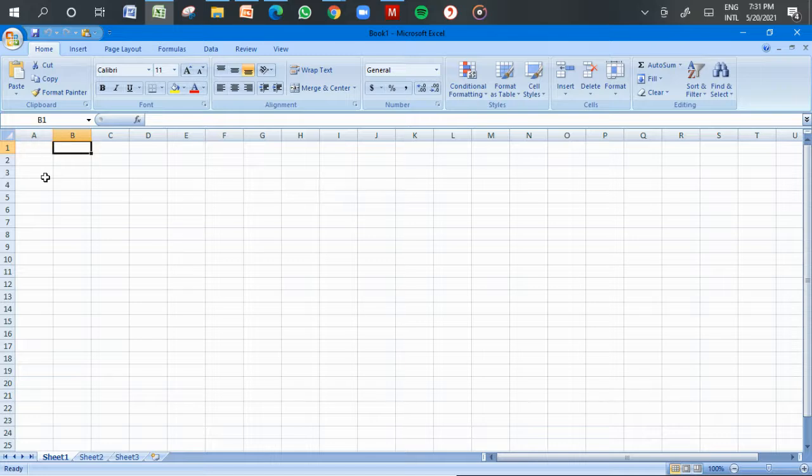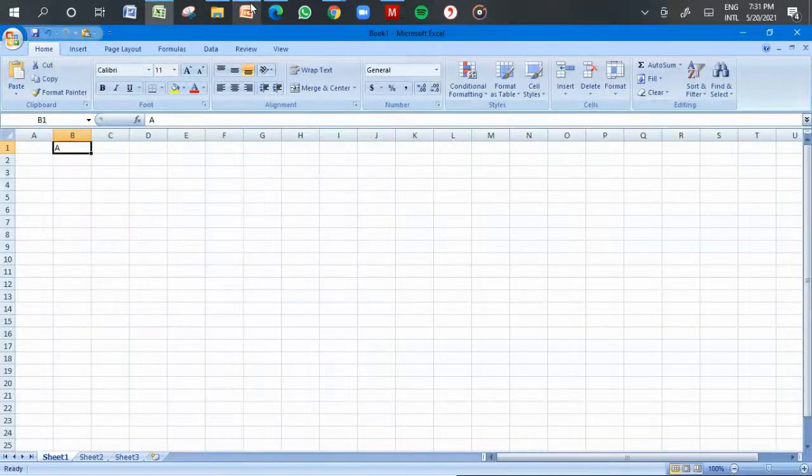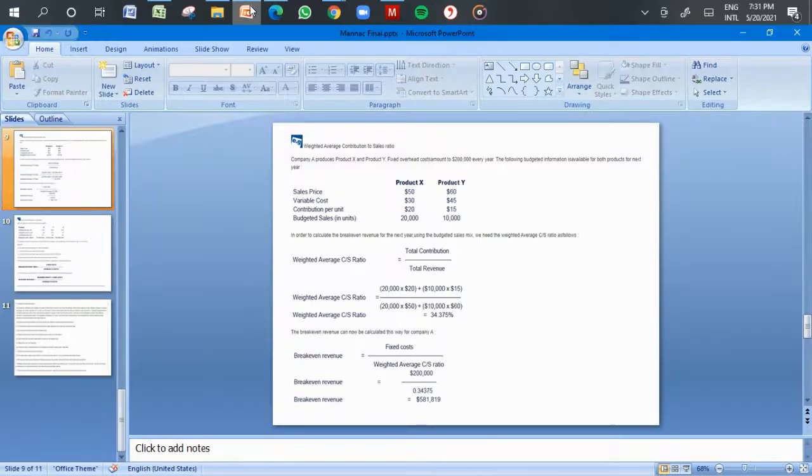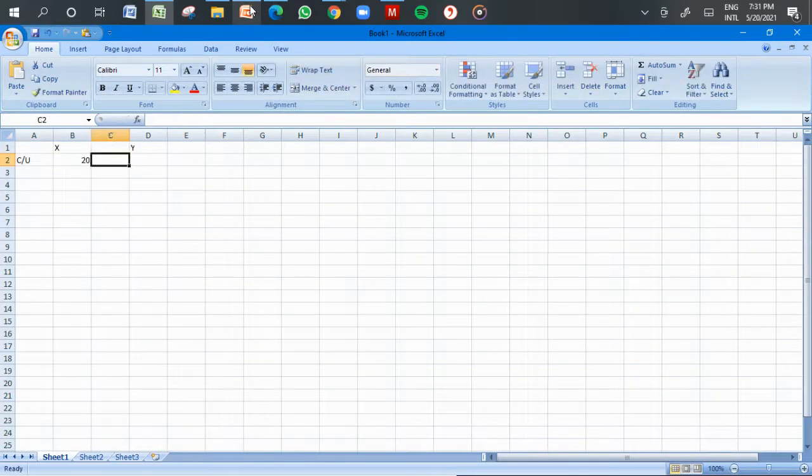Okay, so here we have our main products. We have X and Y. So we have X here and also we have Y here. Okay, so the contribution per unit for X, we have how much? We have 20 for X, then we have 15 for Y.